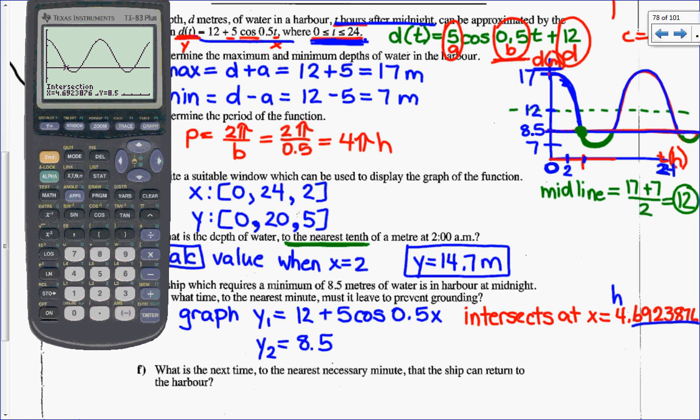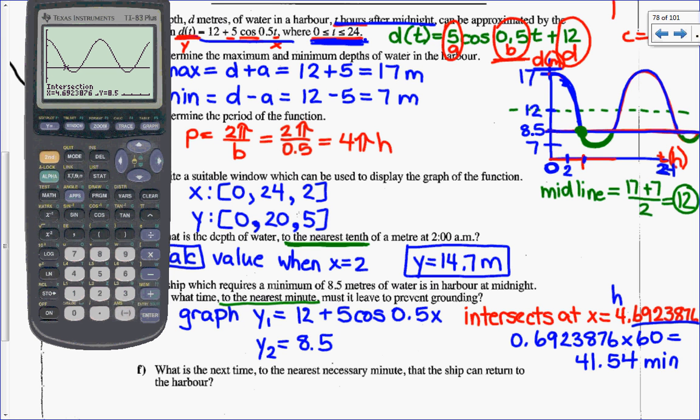So how do I figure out how many minutes that is? I have to multiply that by 60. 0.6923876 times 60 is going to give me 41.54 minutes. Okay, so it's at 4 hours after midnight and 41.54 minutes. But this question asked me to list this to the nearest minute. What time does that ship have to leave the harbor before it will get grounded?